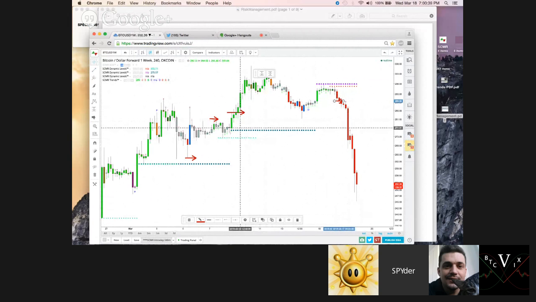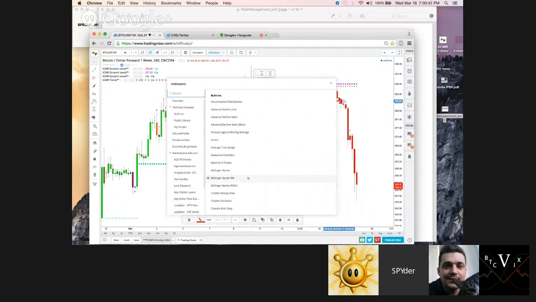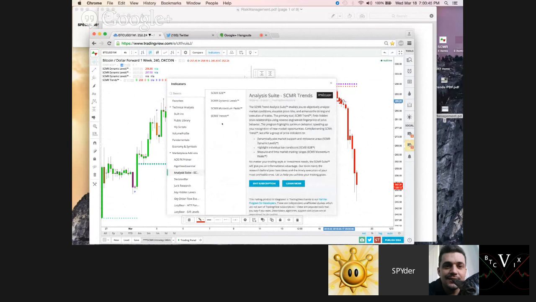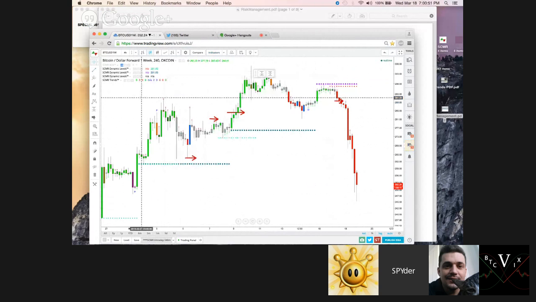So this is what you're going to get. If you hit backslash on the keyboard and you come to the analysis suite, you get these four tools, and you can edit your subscription and all that. So that is looking good.